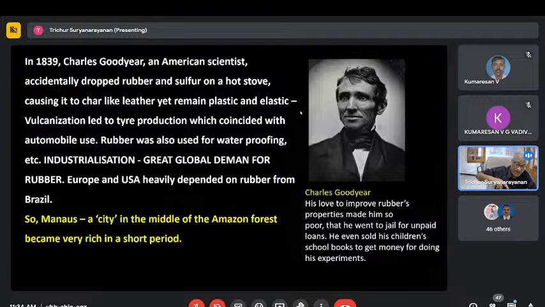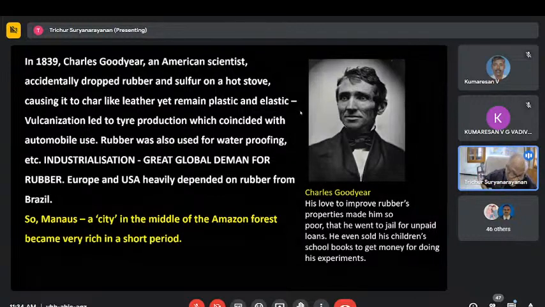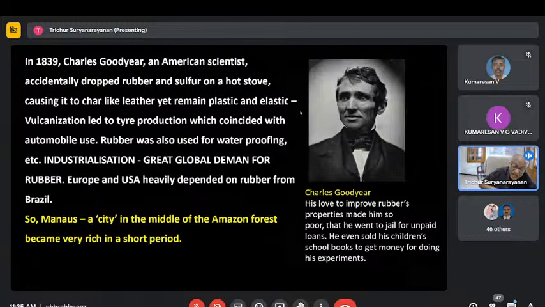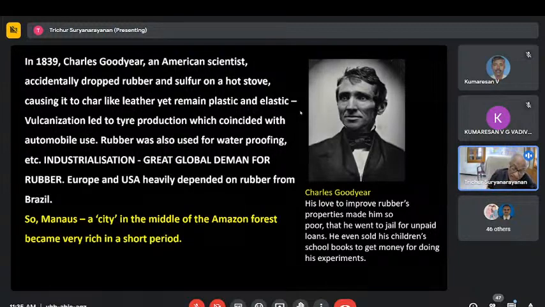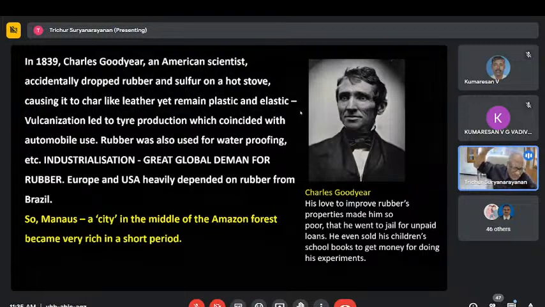Like for industries, you needed a lot of motors, and for motor wheels to work, you need thick rubber bands. But those bands, when you work on them, because of the heat, were destroyed. But if you use vulcanized rubber, nothing happened. So industrialization took place because of Goodyear's accidental finding. Then the demand for rubber increased throughout the world.